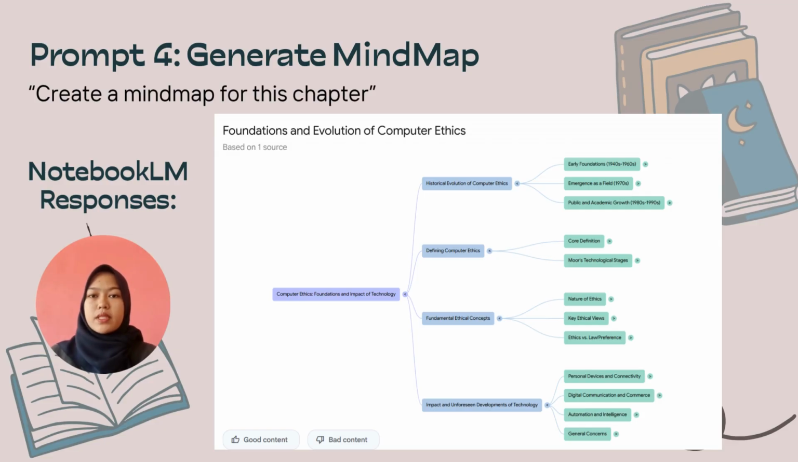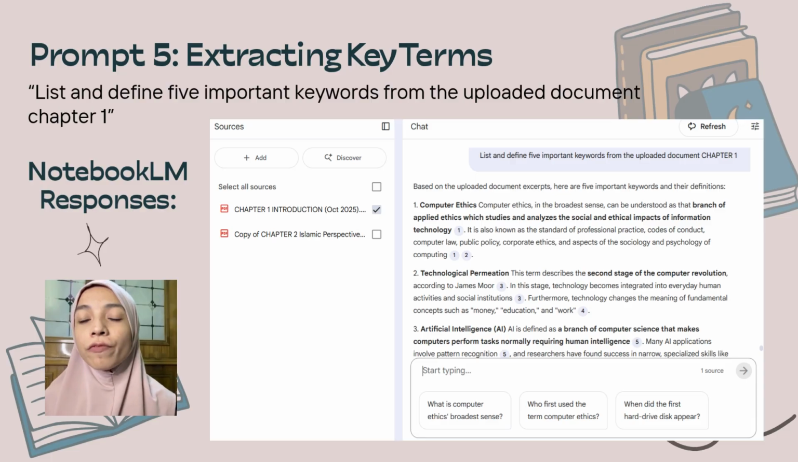For example, in this case, the main topic is foundations and evolution of computer ethics, which branches out into subtopics like personal devices and connectivity, and ethics versus law. This mind map helps students see how ideas are connected, making it easier to understand and remember the overall structure of the chapter.